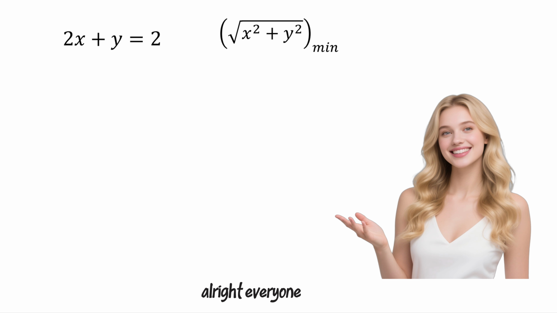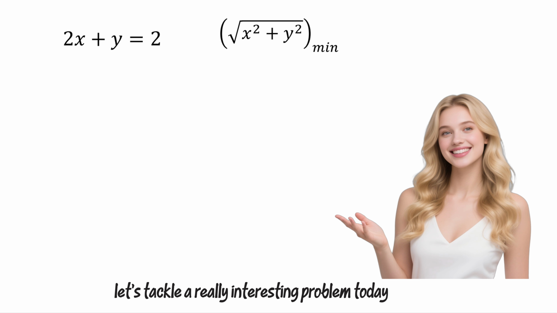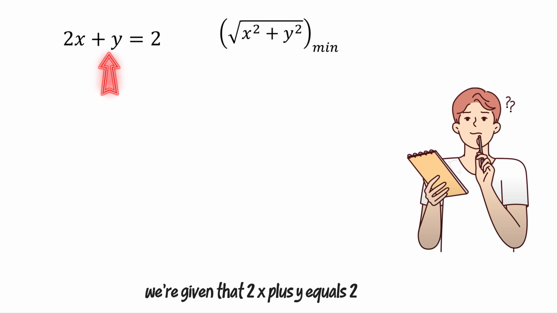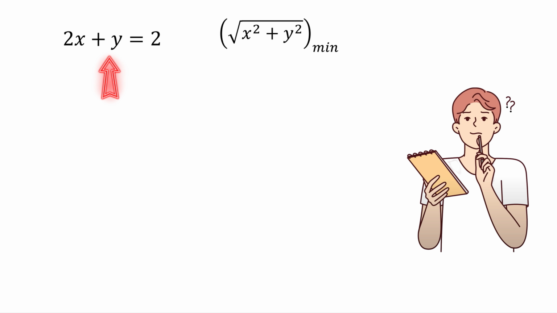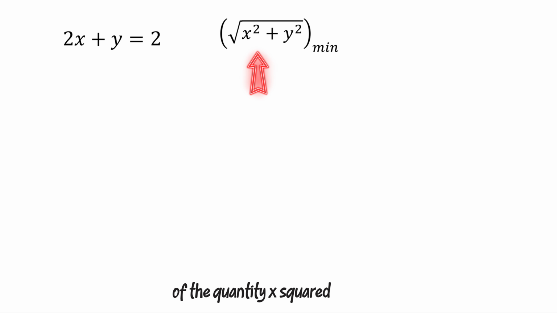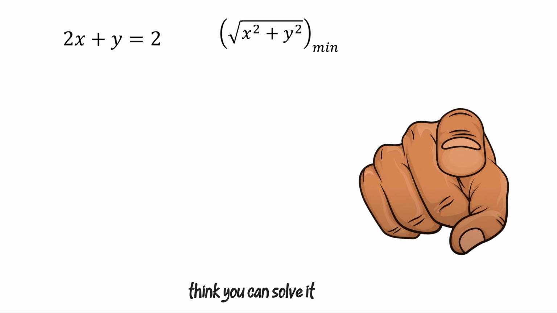Alright everyone, let's tackle a really interesting problem today. We're given that 2x plus y equals 2. Our goal is to find the minimum value of the square root of the quantity x squared plus y squared. Think you can solve it?